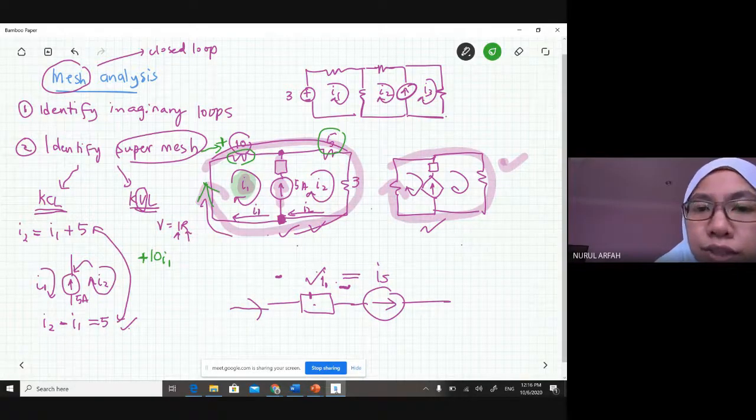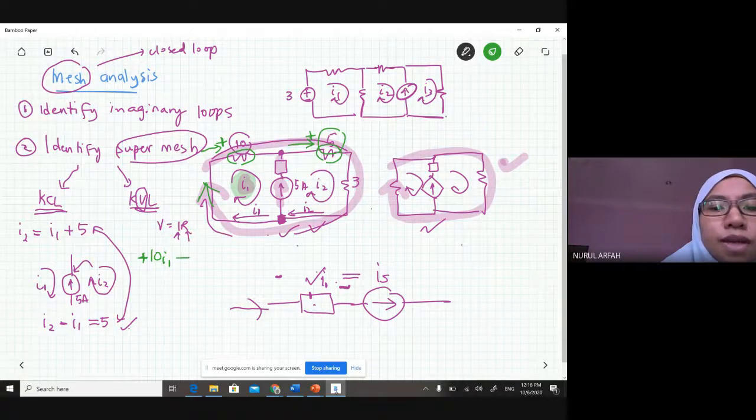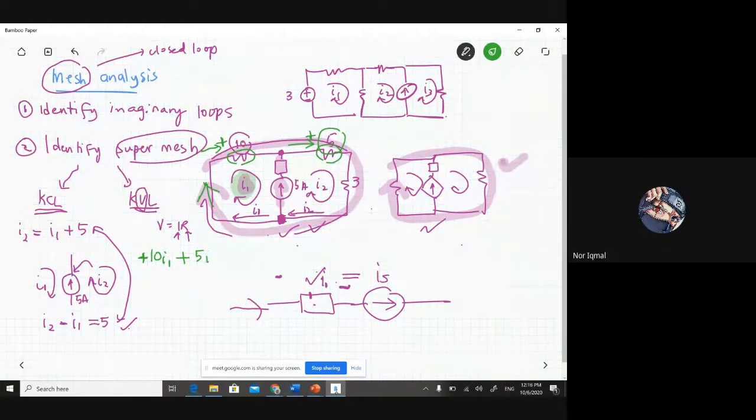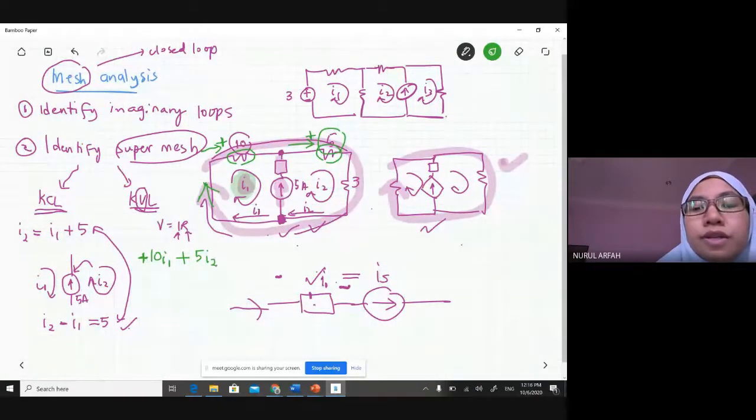And then the current continues to flow to 5 ohms. Since this is a passive element, you should have plus here. So plus 5. Can you guess what is the current for 5 ohms? I2. I2. Okay, good.